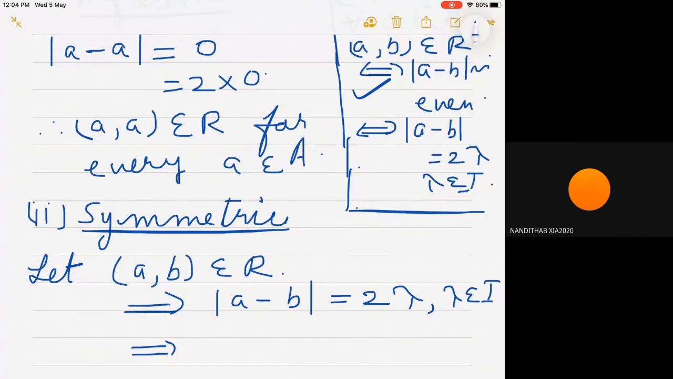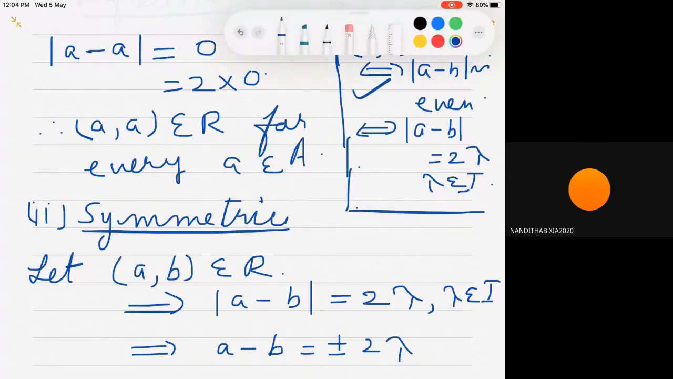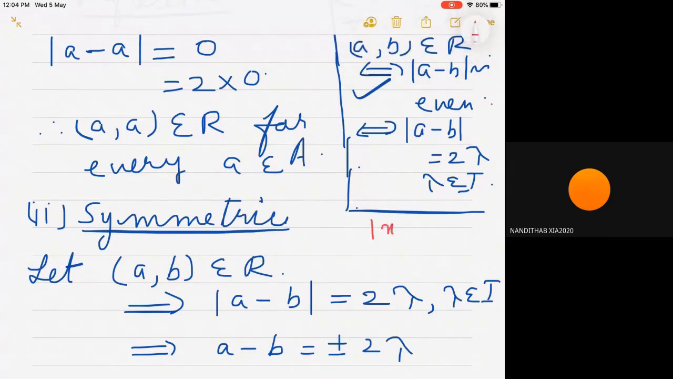So removing the modulus, what you will get is a minus b equal to plus or minus 2 lambda. Because we know that modulus x has two values, plus x and minus x: plus x when x is greater than or equal to 0 and minus x when x is less than 0. So when I am removing the modulus, we are getting two values, adjusted here as plus or minus 2 lambda.